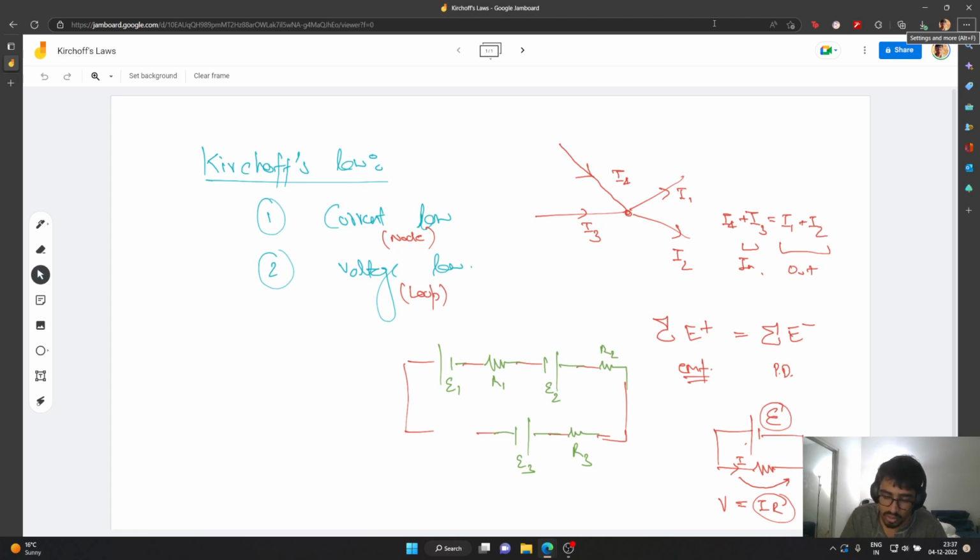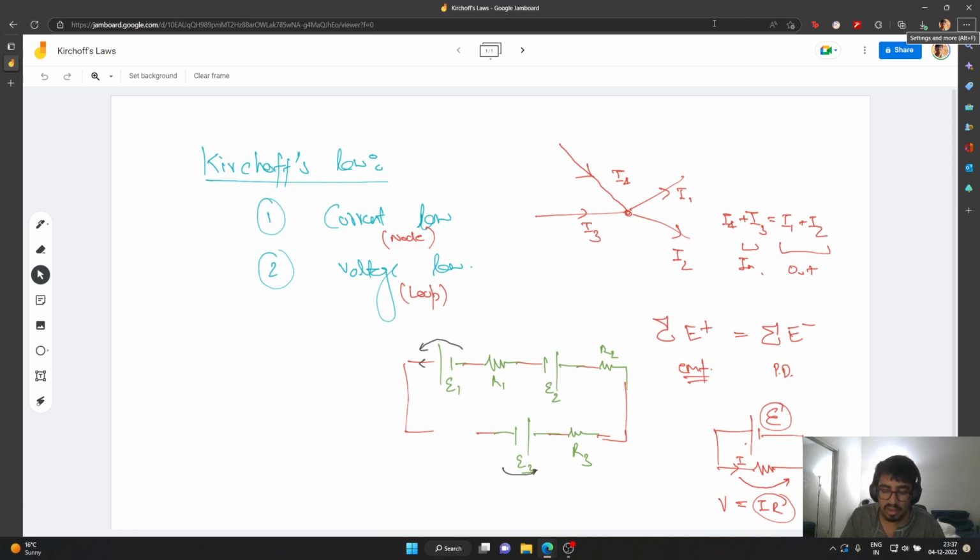So let's see. If we think about it, when the charge goes from here to here, it gains energy from negative to positive. So the charge comes out from here with a lot of energy, but then when it goes from here to here, it is again more accelerated.